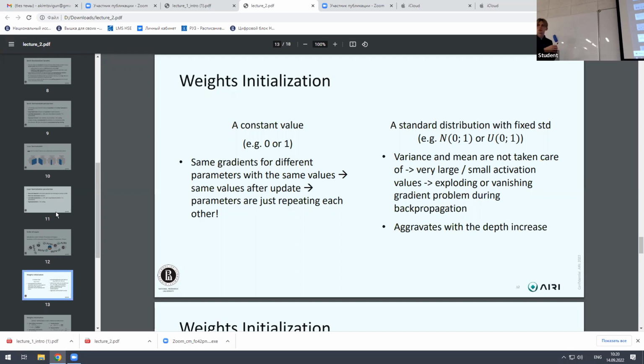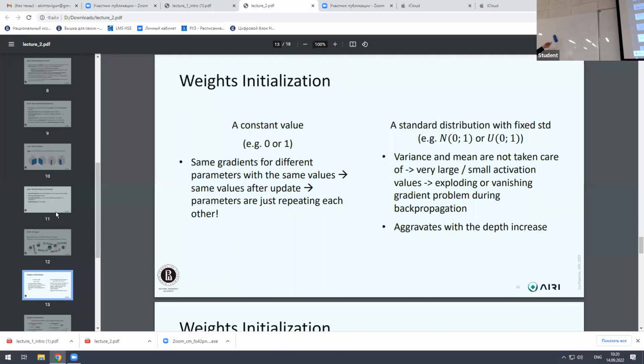After moving to the next layer and calculating the gradient during backpropagation, we'll have the same update rules for them, since they depend on the same values, right? So after using gradient descent, we will have the same values.